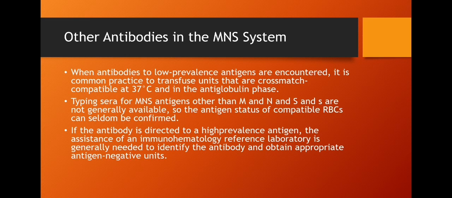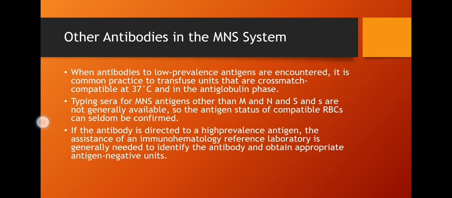When antibodies to low prevalence antigens are encountered, it is common practice to transfuse units that are crossmatch compatible at 37 degrees Celsius and in the antiglobulin phase. Typing sera for MNS antigens other than M and S are not generally available, so the antigen status of compatible RBCs can seldom be confirmed. If an antibody to a high prevalence antigen is detected, the assistance of an immunohematology reference laboratory is generally needed to identify the antibody and obtain appropriate antigen-negative units.